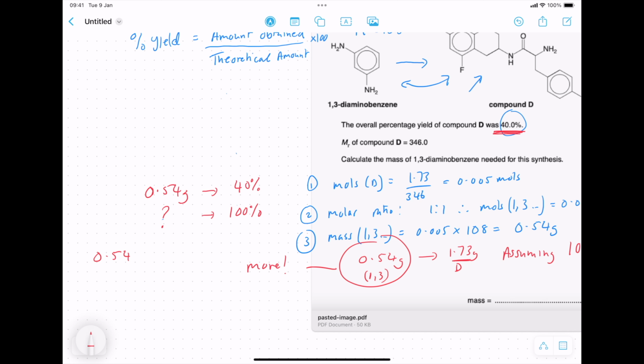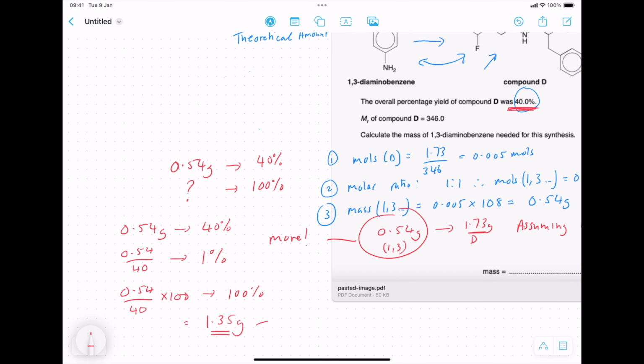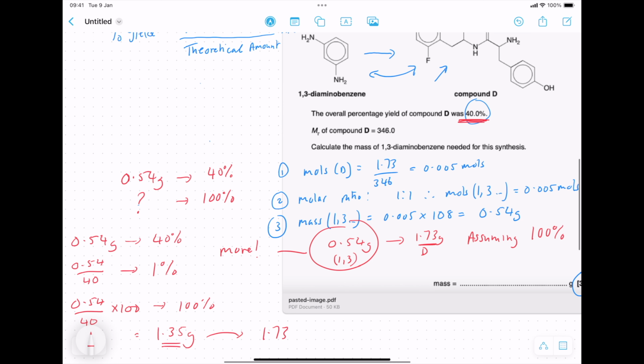So 0.54 grams produces 40%. So divide both sides by 40, which means 0.54 divided by 40 is how much I'll need for 1%, which means then if I times both sides by 100, then 0.54 divided by 40 times 100 will tell me what 100% is. So let's go ahead and do that. Tells me we're going to actually need 1.35 grams of 1,3-diaminobenzene to generate 1.73 grams of compound D when it's only working at a 40% yield.